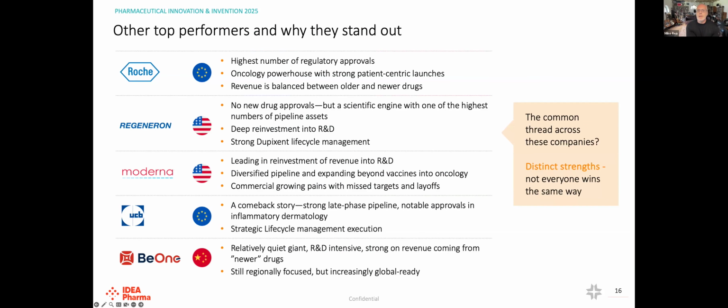But people do well for different reasons. So Roche do well because they've had a lot of new approvals. Regeneron, quite the opposite. They've got the highest number of pipeline assets, but no new approvals. But they've had strong life cycle management with their biggest drug. People like Moderna, who did well during COVID, are continuing to do well, reinvesting revenue. And the comeback story of UCB, as I said, they've had these notable approvals, mostly getting out of epilepsy and a bunch of other places that they've been big forever. And then this quiet giant of B1 or Beijing, who are very R&D intensive, really coming up, which not everyone expected.